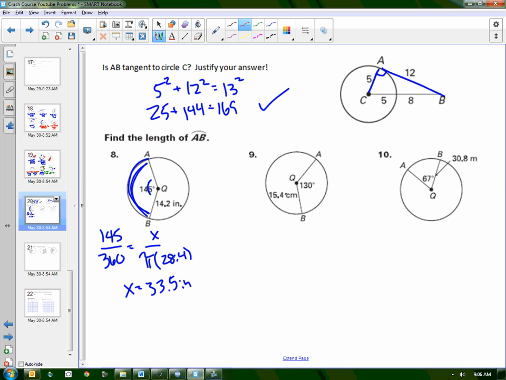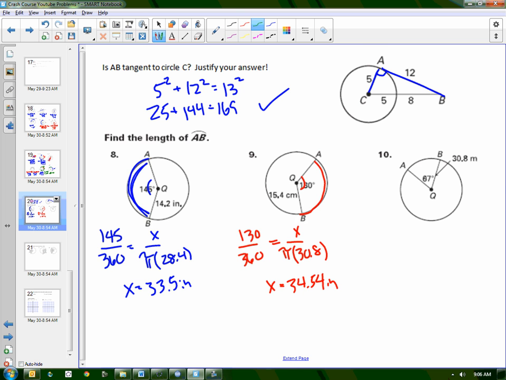I'm going to do the same thing here, only my part is different. 130 out of 360. The part of the angle is 130. The whole of the angle is 360. The part of the arc, that's what I'm looking for, so that's my x, and the whole is the circumference of the circle. So it's pi times the diameter again. The diameter in this problem would be 15.4 times 2, which is 30.8. And if you cross multiply and divide here, you get x equals 34.54 inches.